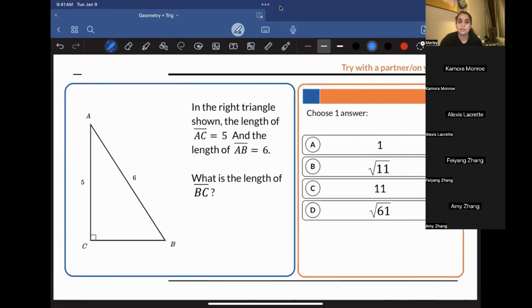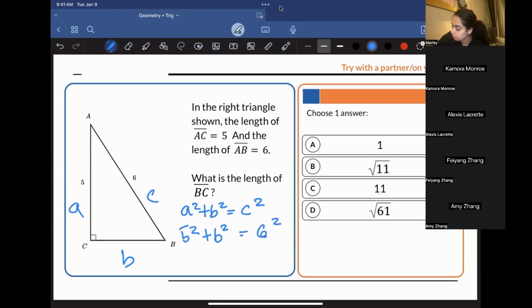Okay. In this right triangle shown, the length of AC is 5 and the length of AB is 6. They're very nicely labeled for us. What is the length of BC? We're going to use a squared plus b squared equals c squared. So this is a, this is b, and this is c, but you could also very well make this b and a. A and b are interchangeable, c is not. So we have a squared plus b squared equals c squared. Plug and chug: 5 squared plus b squared equals 6 squared.